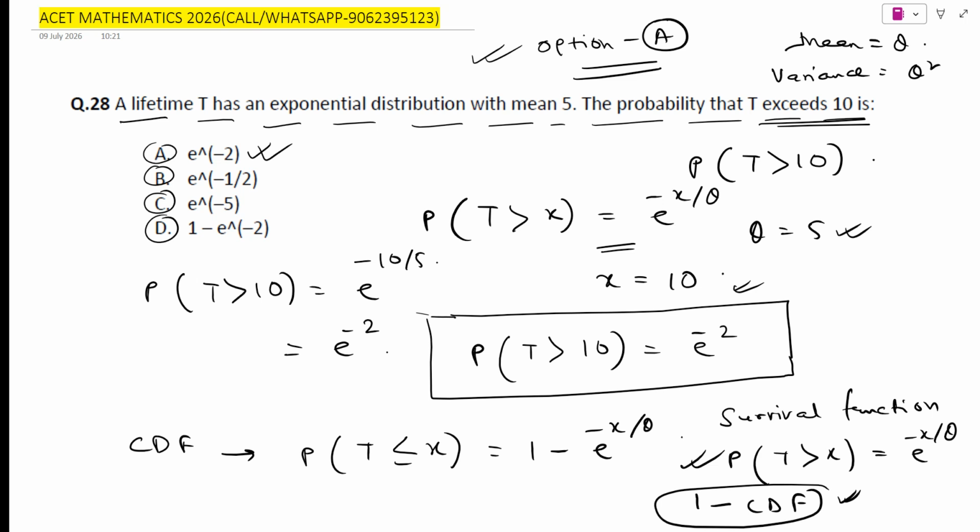Always remember, if the question uses the words exceeds, survives beyond, or greater than, immediately apply the exponential survival function. So this was all I have to say for this question.